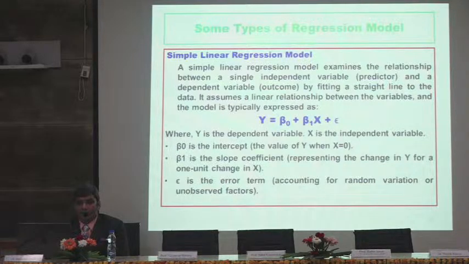In both situations we have one dependent variable. We say simple and multiple based on the number of independent variables. If the independent variable is 1, then we claim a simple model, and if the independent variables are more than 1, then we claim a multiple model. In this model, y is the dependent variable, x is the independent variable, beta 0 is the intercept term, beta 1 is the slope coefficient, and e is the error term, accounting for random variation or unobserved factors.